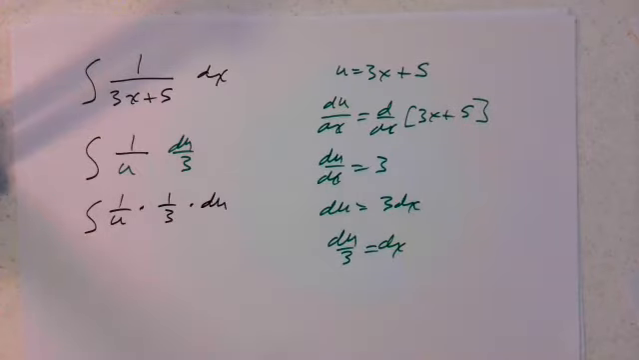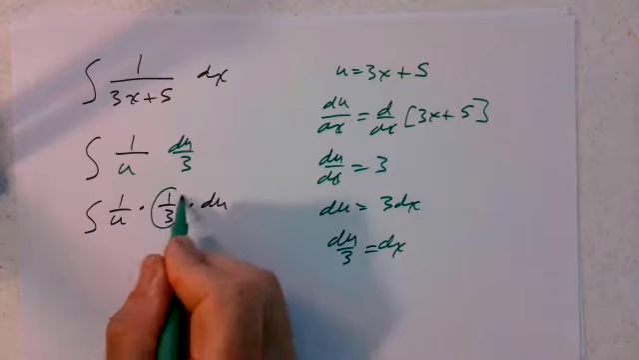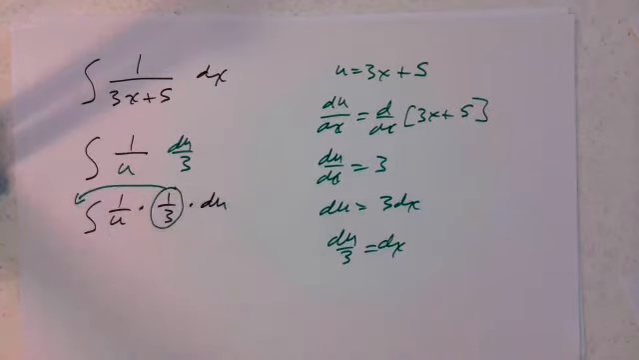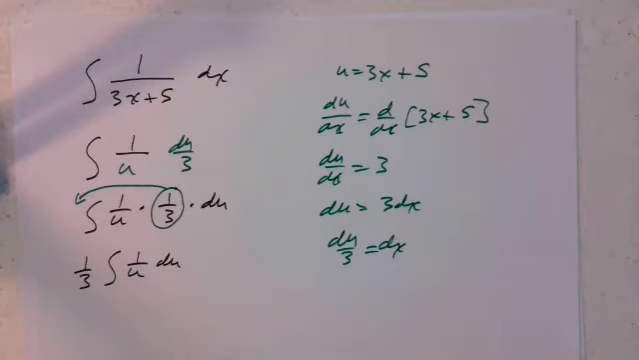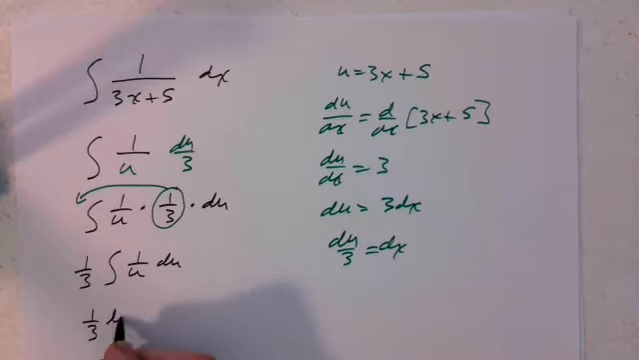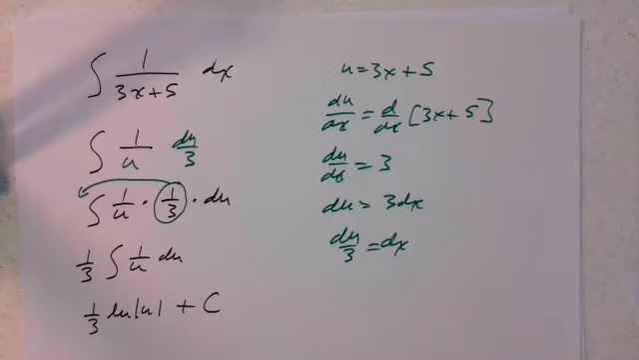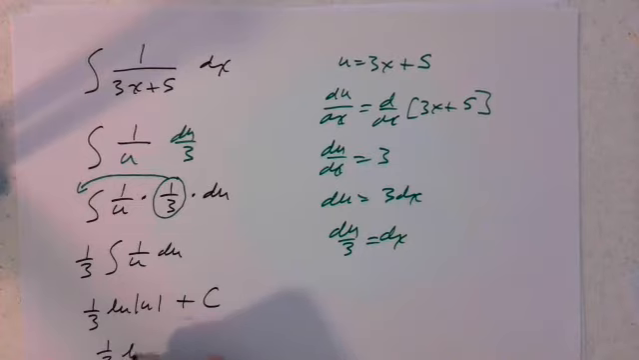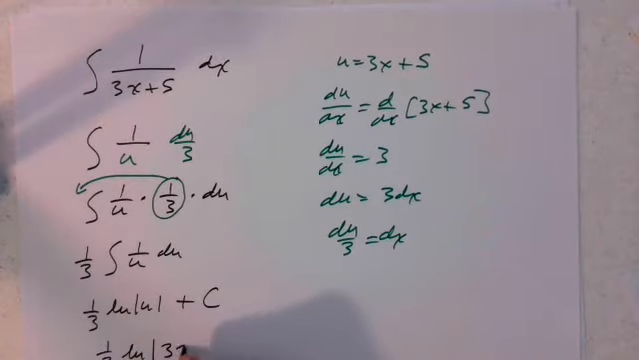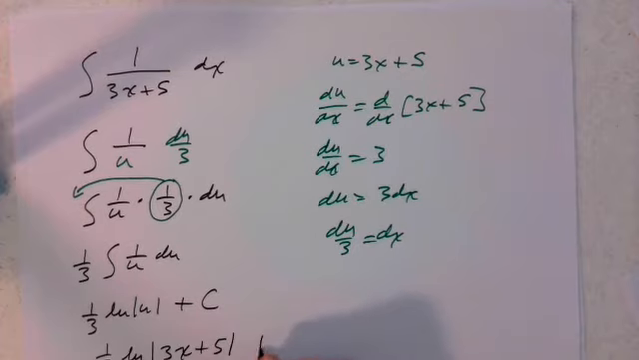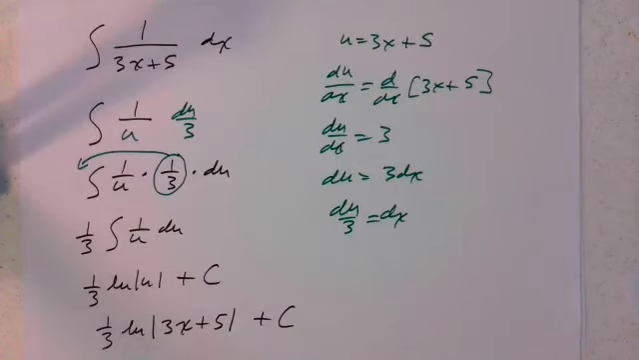So I'll pull the 1/3 out in front. I get 1/3 times the integral of 1 over u du, which gives me 1/3 times the natural log absolute value of u plus c. And what is u? u is 3x plus 5, so my answer is going to be 1/3 times natural log absolute value 3x plus 5 plus c.